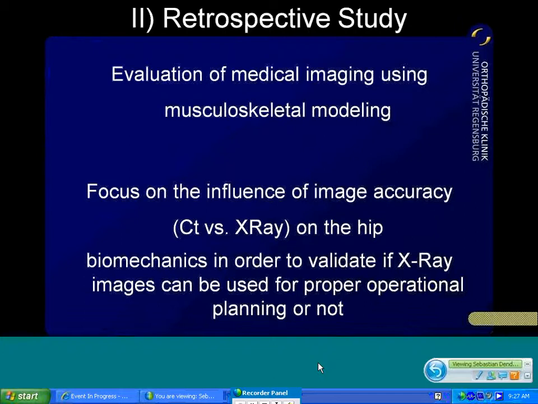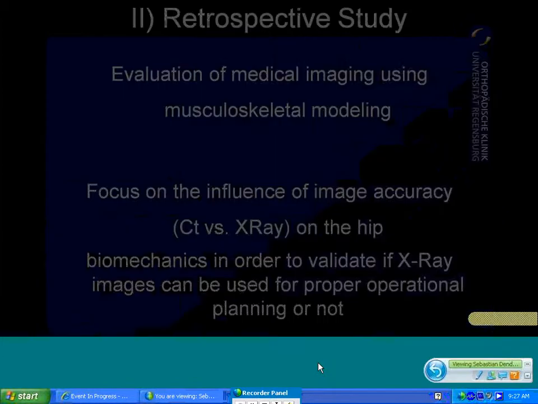So we move on to part 2, which is the retrospective study. That was the evaluation. What we tried to do was evaluate medical imaging using musculoskeletal modeling. It draws its focus on the influence of image accuracy on the hip biomechanics in order to validate if X-ray images can be used for proper operational planning or not.